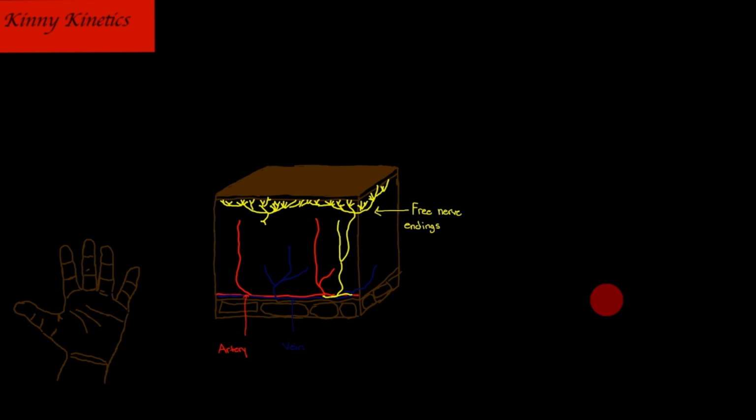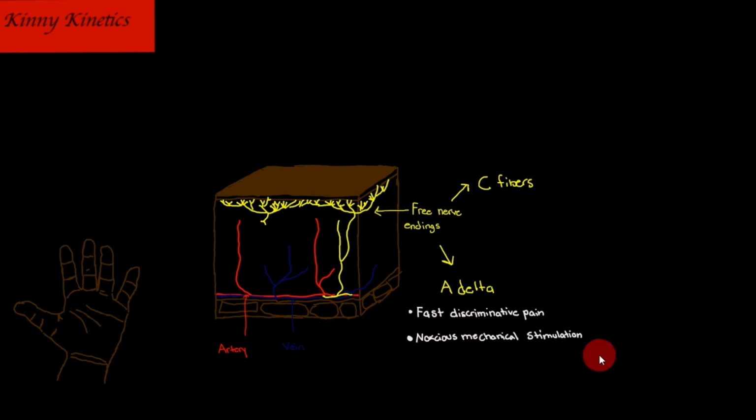So under the skin, you have mechanoreceptors that process touch, pressure, and vibration, as we saw in the dorsal column medial lemniscal tract, but you also have free nerve endings in the skin as well. There are numerous free nerve endings within the body, but we are mainly going to focus on two types, A delta fibers and C fibers. A delta fibers detect fast discriminative pain, noxious mechanical stimulation, and noxious thermal stimulation, specifically extreme cold temperatures.